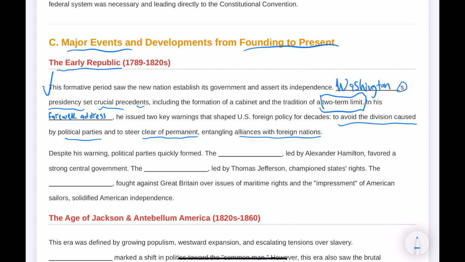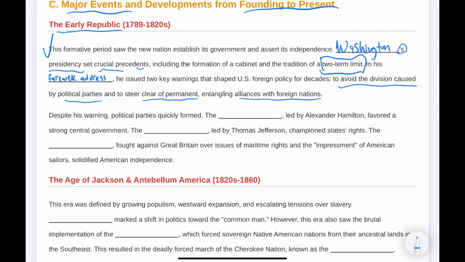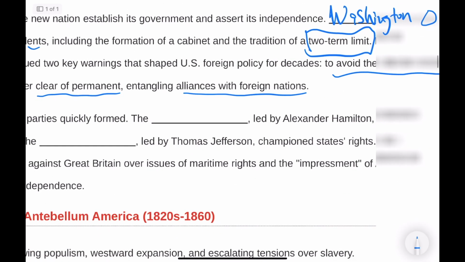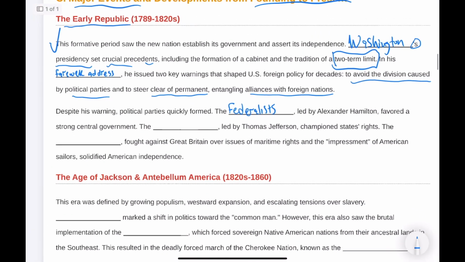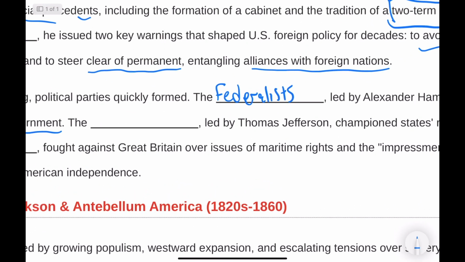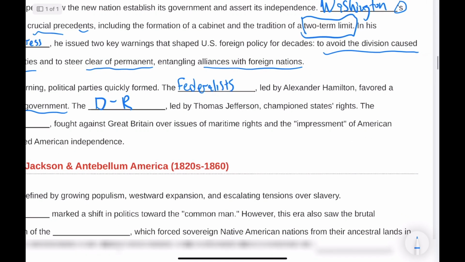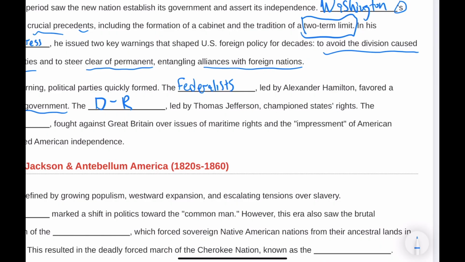alliances with foreign nations. All right, so despite Washington's warnings, political parties did quickly form. So they didn't exactly listen to him for that part. And we have a blank here led by Alexander Hamilton. That would be the Federalists, led by Hamilton, who favored a strong central government. And then we also have blank led by Thomas Jefferson. That, of course, was the Democratic Republicans. The Democratic Republicans, led by Jefferson, championed states' rights.